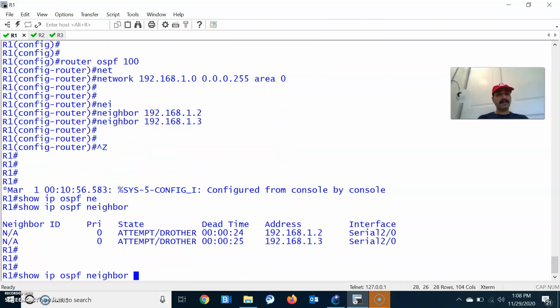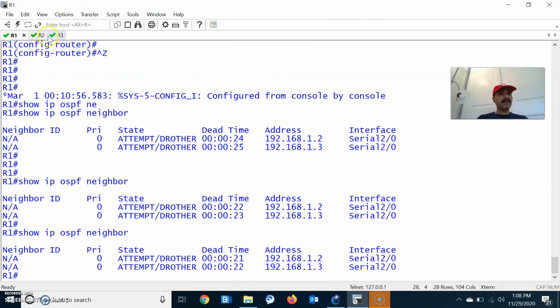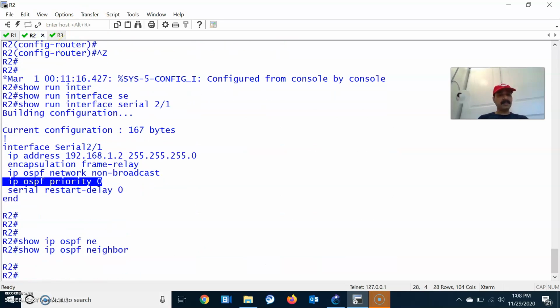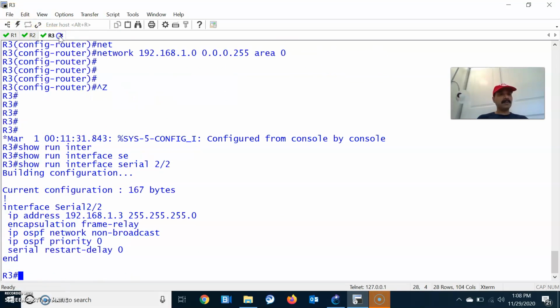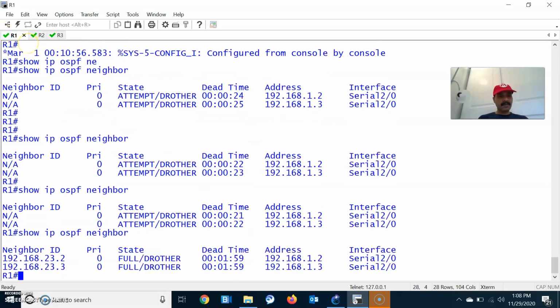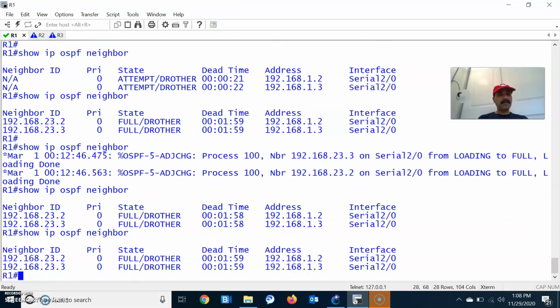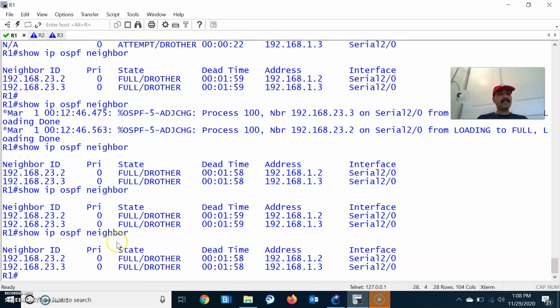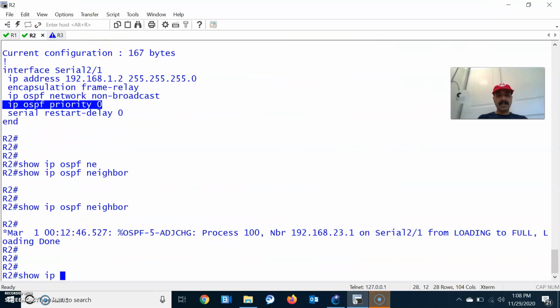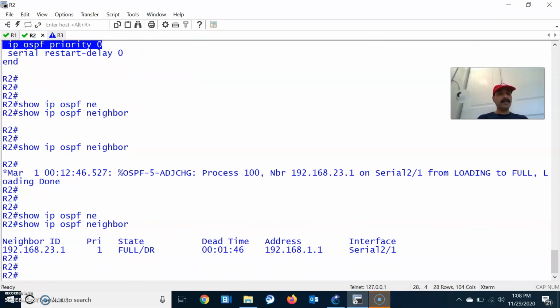Show IP OSPF neighbor. So it is trying to attempt, right? Down, init, still not established. So let us go to R3, show IP OSPF neighbor. Still trying... yeah, now it has established, right? It has established a full neighbor relationship with the DR, that is R1. Similarly, go to R2 and check show IP OSPF neighbor. It will show the DR, that is the main office router.